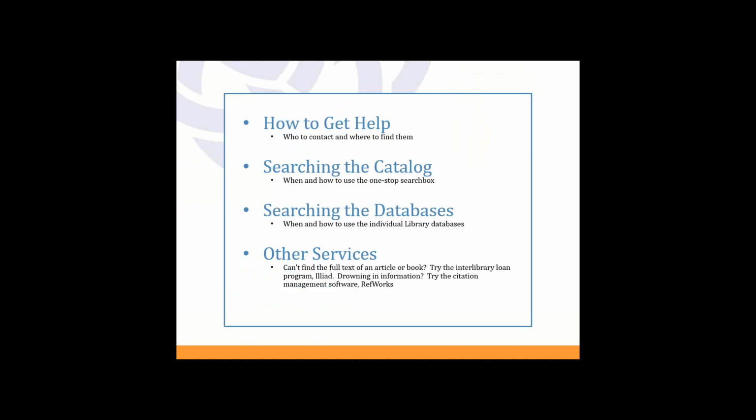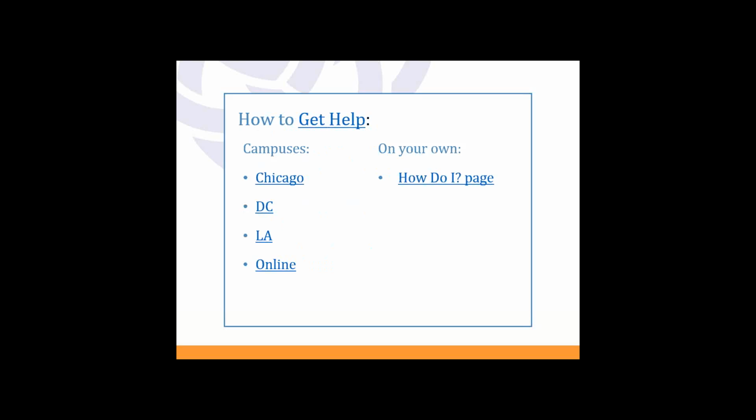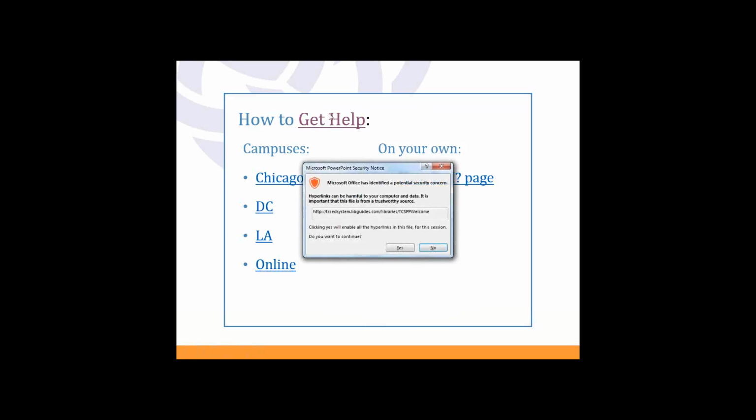Today we're going to cover how to get help, who to contact, where to find them. We're going to go over the library catalog. Then we're going to talk about specific databases. And lastly, we're going to talk about some of the other library services that we have. The first thing to do is to think about how you can get help. There are two ways. You can ask someone for help, or you can do it on your own.